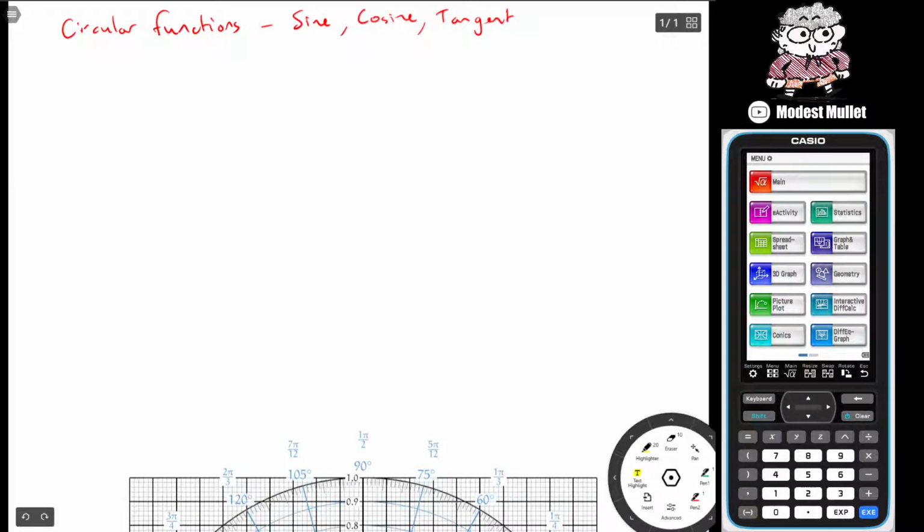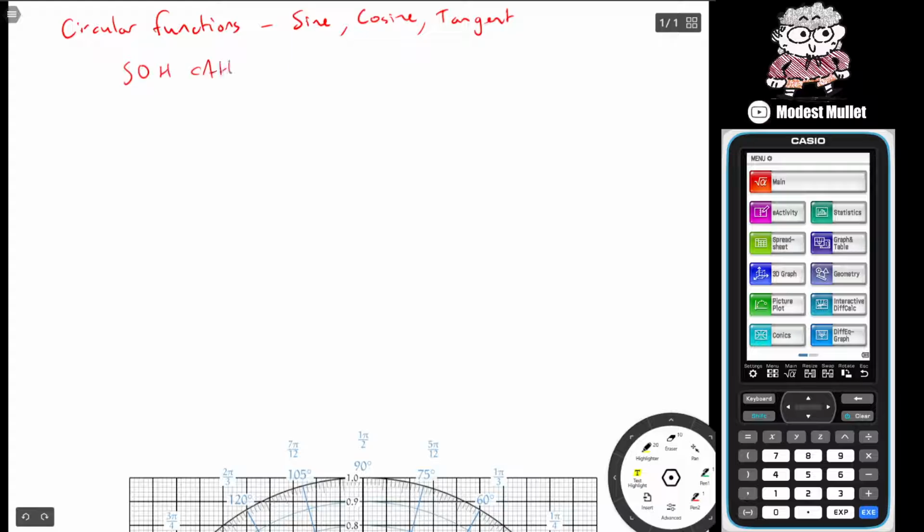Hello all, as we are going to look at circular functions in this video, a real basic look at the definition of sine, cosine, and maybe if we have time, tangent. Now, most of you are probably aware that sine, cosine, and tangent, you remember using the mnemonic SOHCAHTOA.